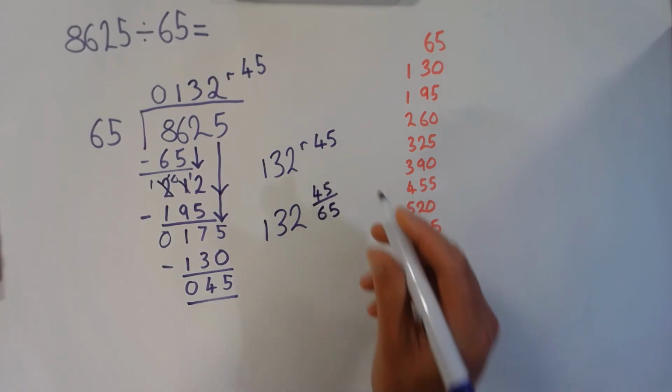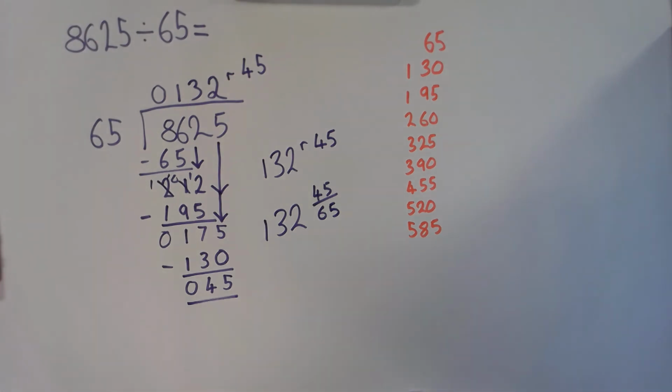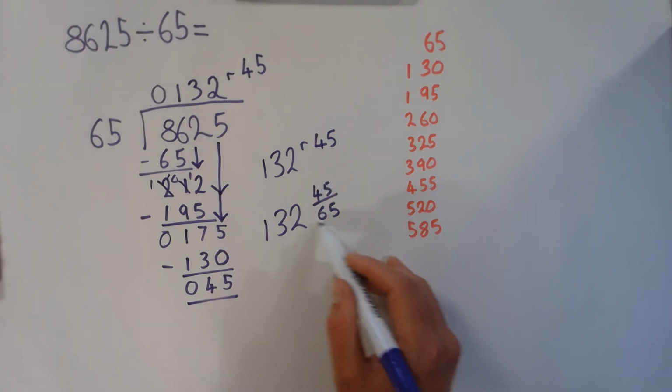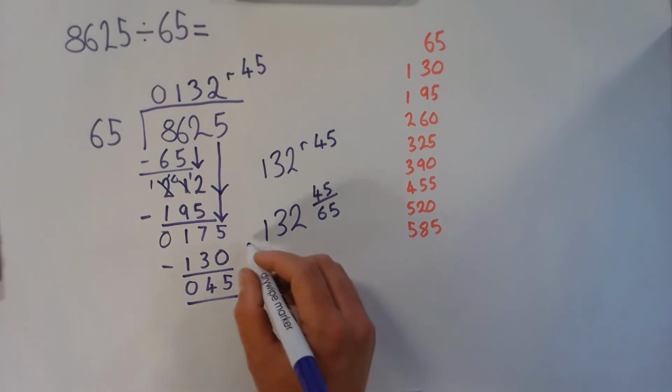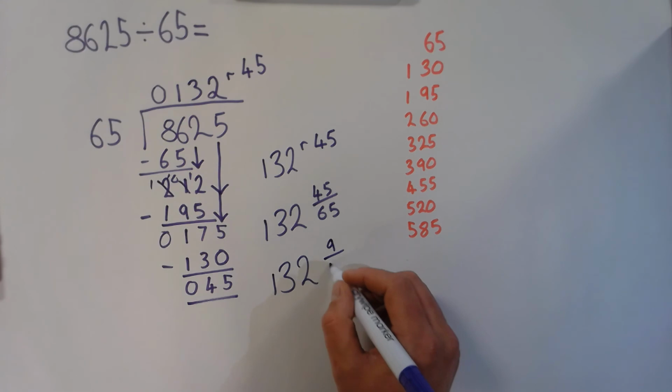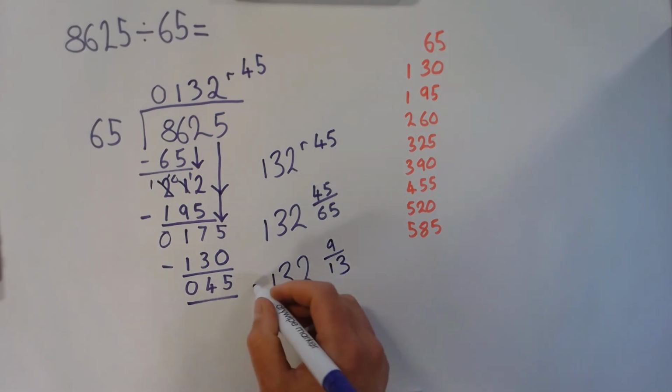You could write that as a fraction by having 132 and 45 65ths, which we could also simplify if we wanted to. Both of those will divide by 5, and so then you can simplify that remainder down. If I divided both of those sides by 5, what I'm going to wind up with is 9/13. So 45 divided by 5 is 9, 65 divided by 5 is 13, which means that my answer is also 132 and 9/13.